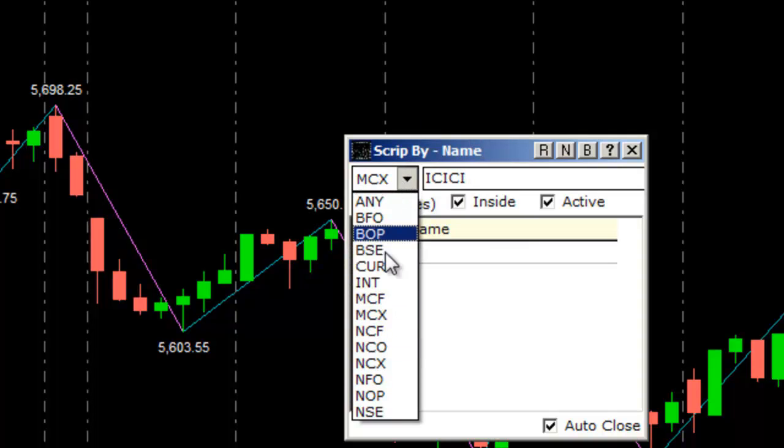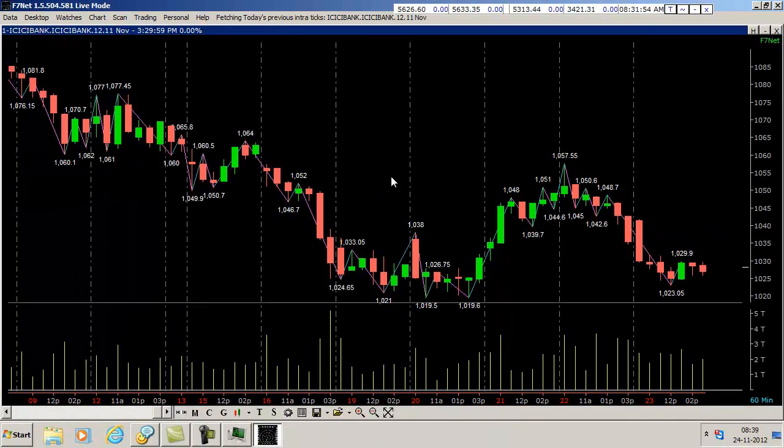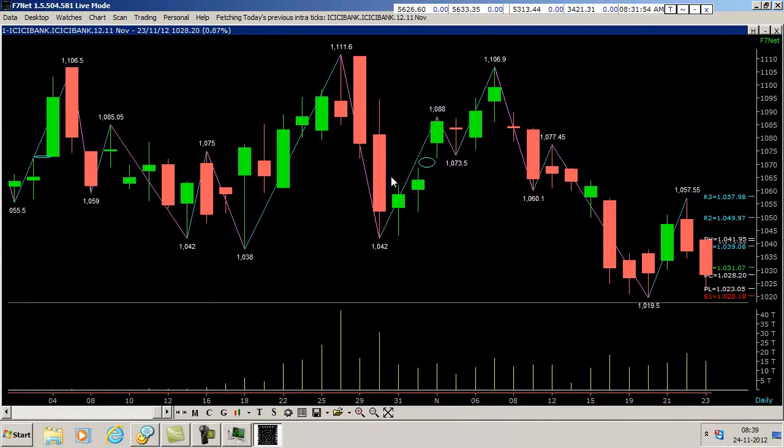Say ICICI Bank. This is the futures chart. Now suppose I tell you that you will be entering your position around 1106 based on supply and demand theory. How much profit are you getting by just putting a 20 rupees stop loss? 100 rupees profit, and you can easily predict these transactions. You can enter around 1042, this zone, and you again get 60 rupees profit. This is for the swing technique.